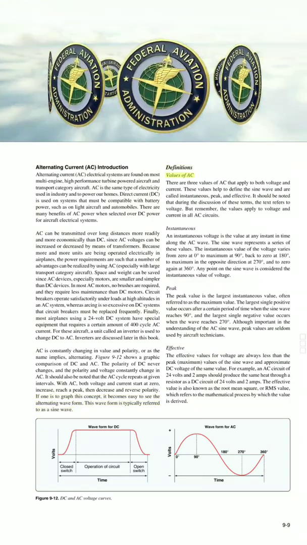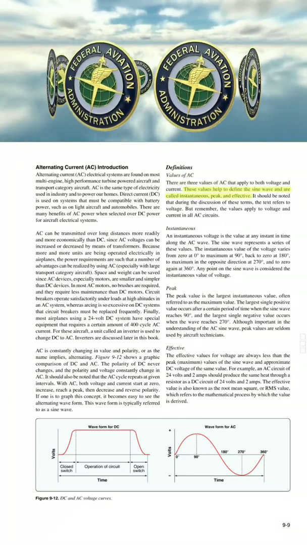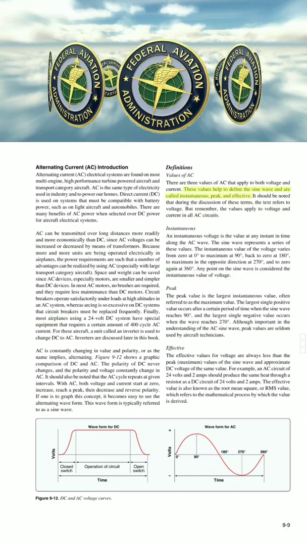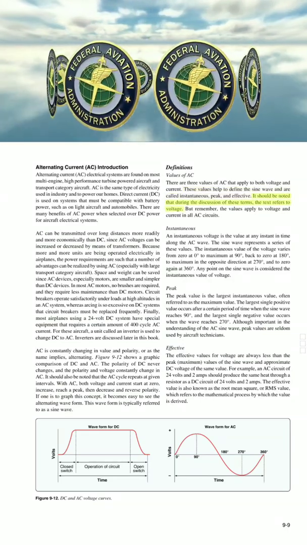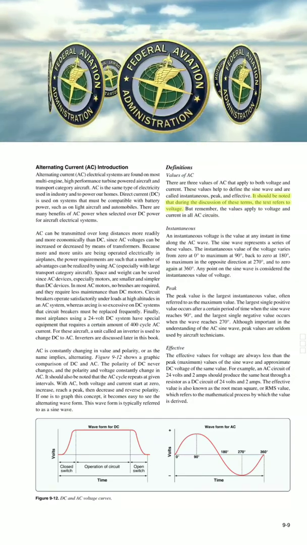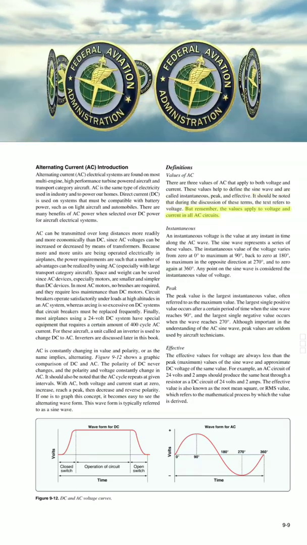Definitions. Values of AC. There are 3 values of AC that apply to both voltage and current. These values help to define the sine wave, and are called instantaneous, peak, and effective. It should be noted that during the discussion of these terms, the text refers to voltage. But remember, the values apply to voltage and current in all AC circuits.